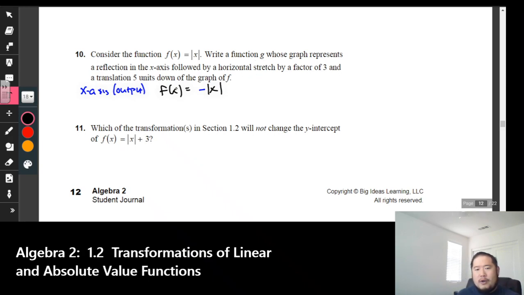Step 2 says it's followed by a horizontal stretch. So we have horizontal stretch, and that right there is going to be your input. It's a horizontal stretch by a factor of 3, so don't forget that we can't just put 3 down. This has to be 1/3. So we'll go ahead and change that to 1/3 x. So let's take a look at the function we have right here, and then we have ourselves negative absolute value, and then we'll substitute that x with our new input, which is 1/3 x.